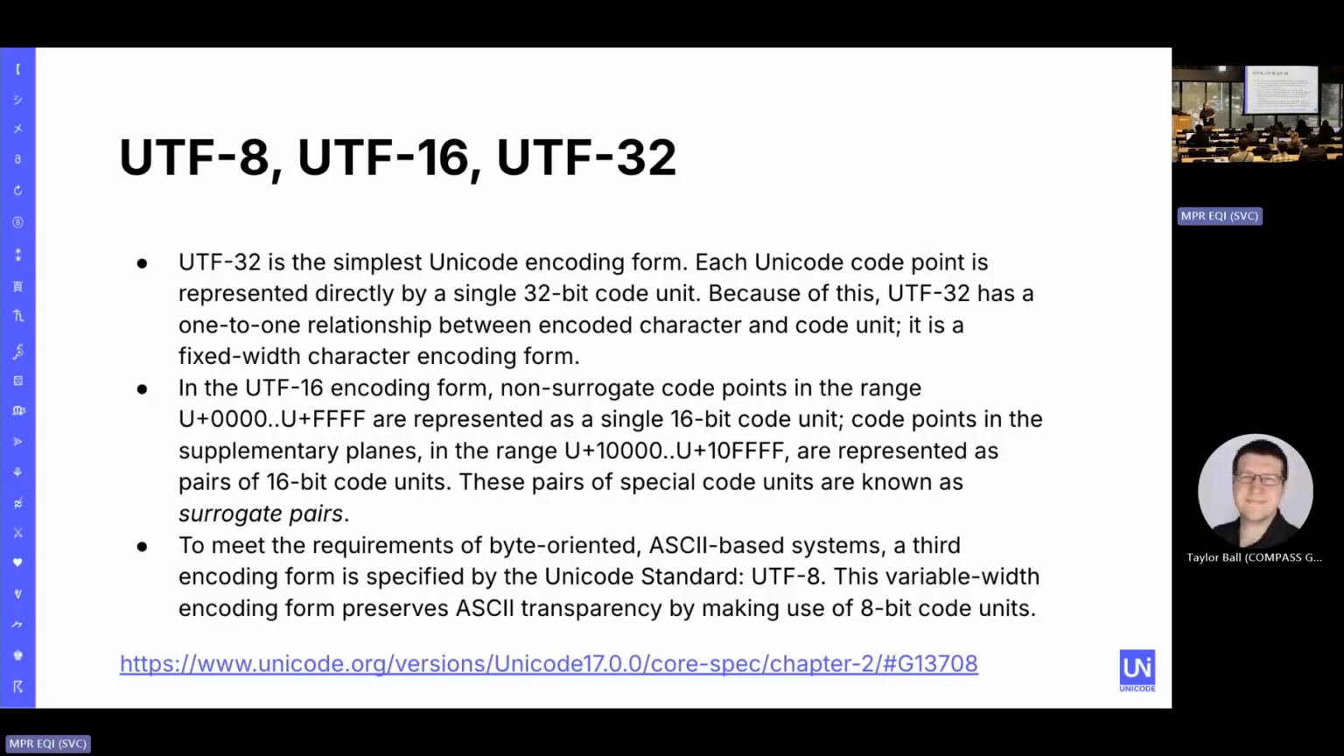But you actually have to get them, as we explained in the last section, encoded in a way that they can be processed by computer systems. And Unicode specifies 3 ways of doing that. They're called UTF-32, 16, and 8. I'm sorry, I read that backwards. 32 is the simplest. Each Unicode code point is represented directly by a single 32-bit code unit. And so there's a one-to-one relationship between code points and code units.